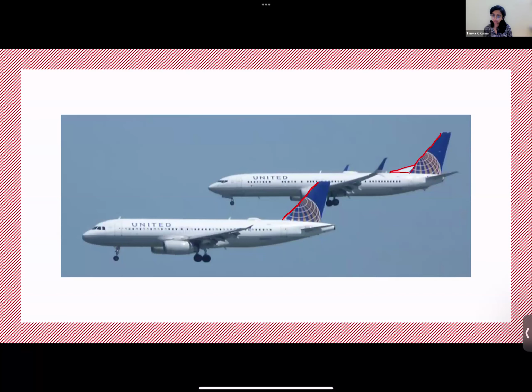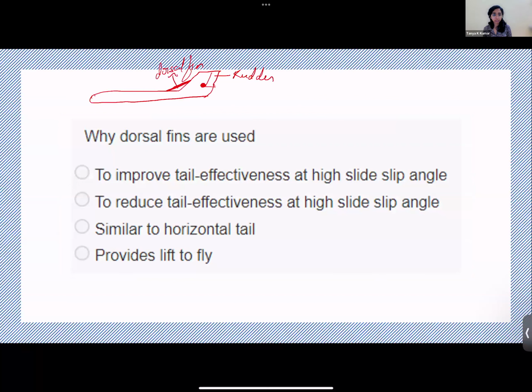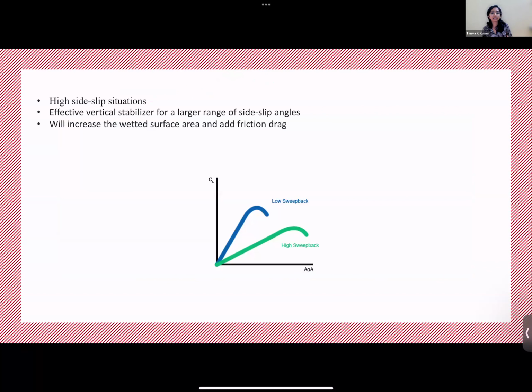Controls lateral stability. Okay, yes. So from these options, what do you think is the right answer? To improve tail effectiveness at high side slip conditions, right? It's right, to improve directional stability at high angles of side slip, correct. So that is the right answer. So when do these high side slip conditions occur? In the previous question, somebody had said that when the engines fail. One condition where high side slip occurs is the crosswind, right? Another is when one of the engines fail, then also you encounter high side slip situations.